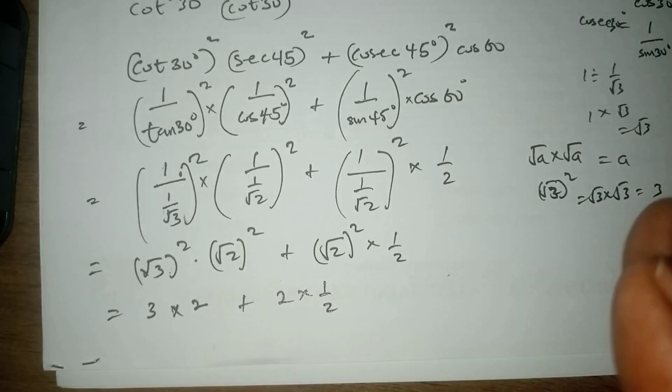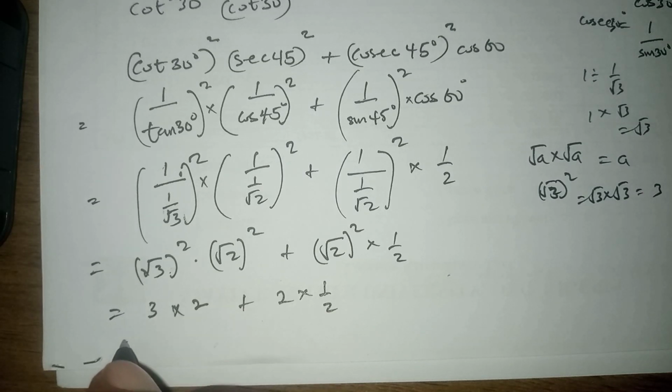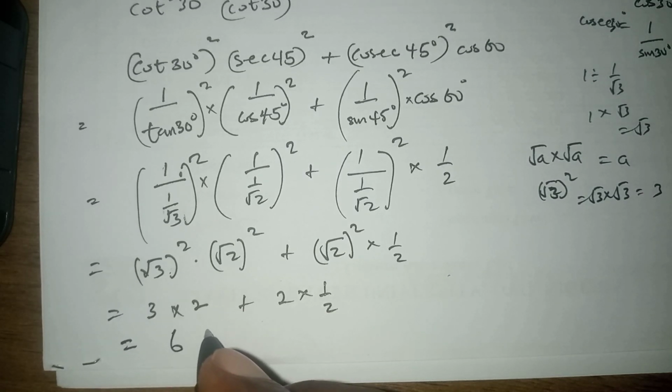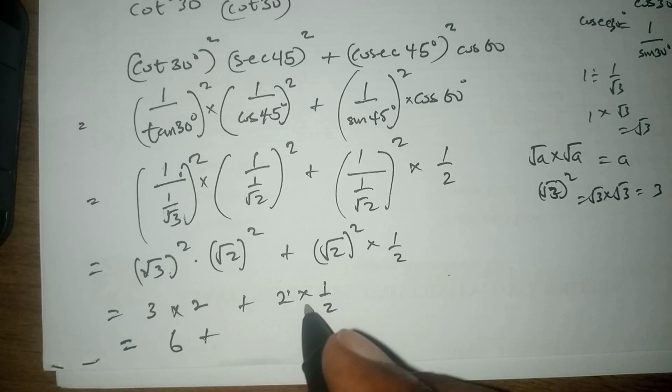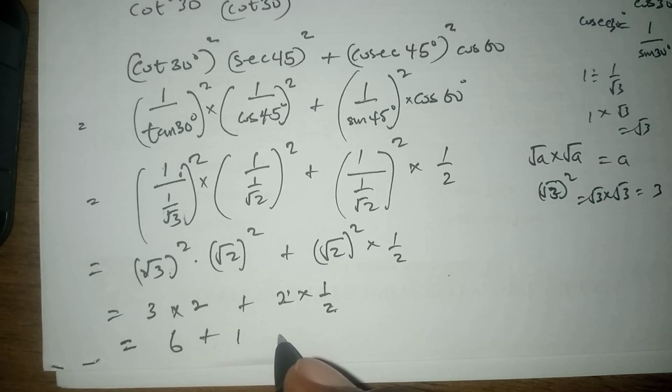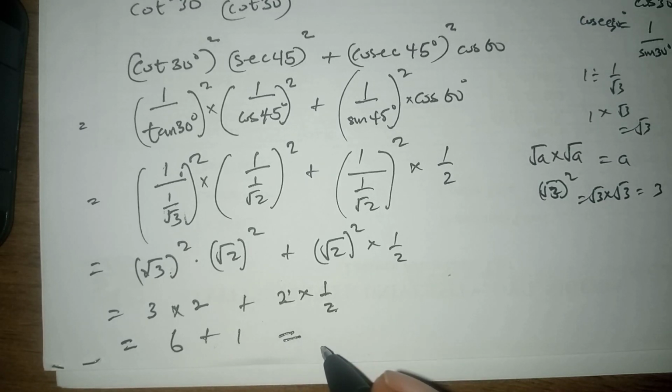So this one is equal to 6 plus 1 over 2 times 2. So 2 cancels 2, that's 1. So the final answer here is 7.